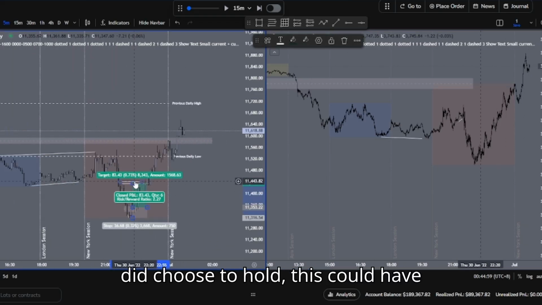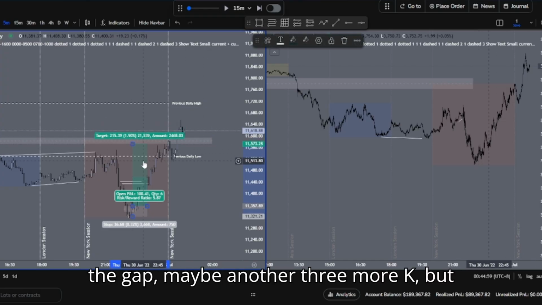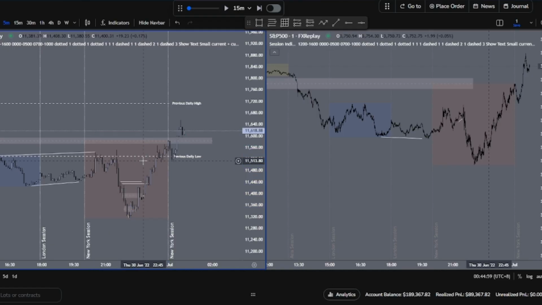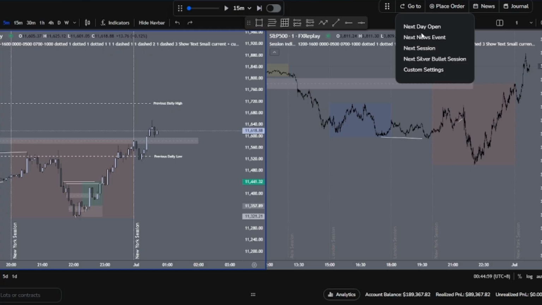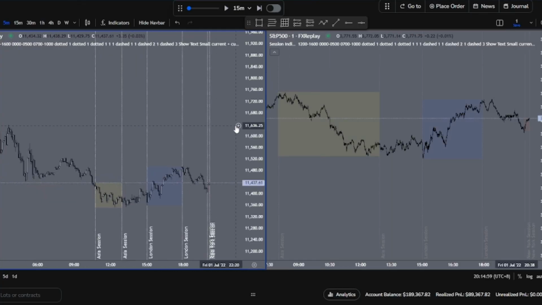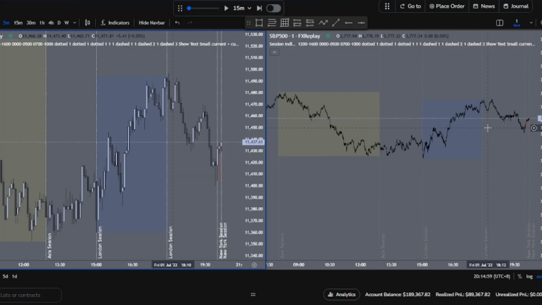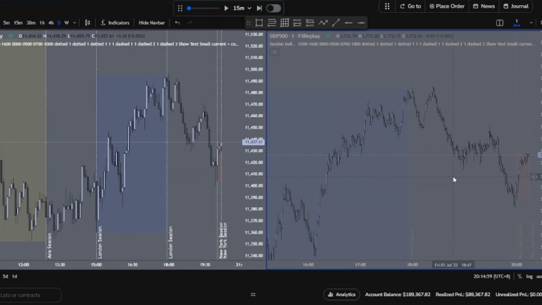But if I did choose to hold, this could have been at least to the gap, maybe another 3 more K, but that's fine. Now let's move on to Friday. One day.